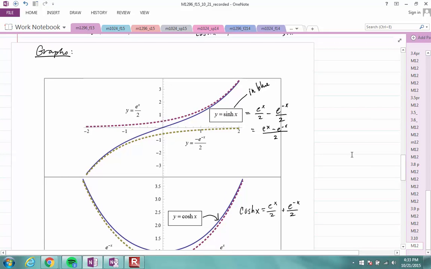So what do the graphs of these things look like? So in blue is a graph of sinh, and notice that the definition of sinh, e to the x minus e to the negative x over 2, can be broken into two terms. And then you're just looking at a combination of e to the x divided by 2 and e to the negative x divided by 2, which are shown here in purple and olive green. And so if you subtract those, then what you'll have is the blue line.